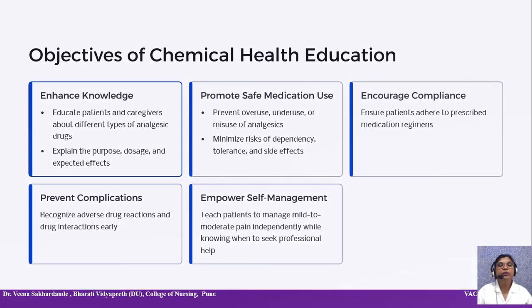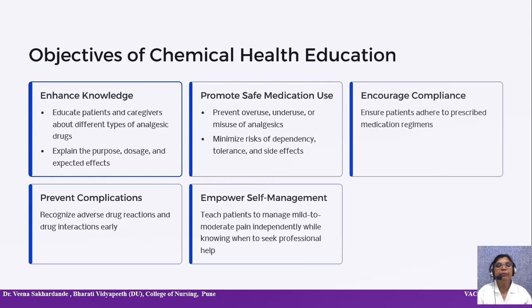Next, what are the objectives of chemical health education? Enhance knowledge, promote safe medication use, encourage compliance, prevent complications and empower self-management. Enhancing knowledge means providing knowledge about the drug, why the drug is necessary, why dose regulating is necessary, explaining the purposes of it, and making them aware.